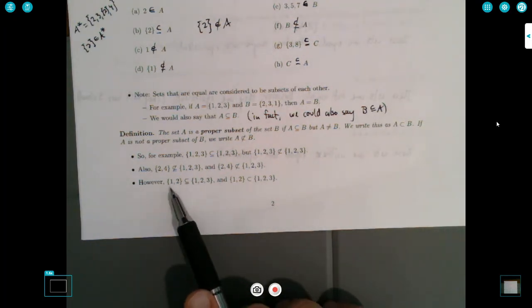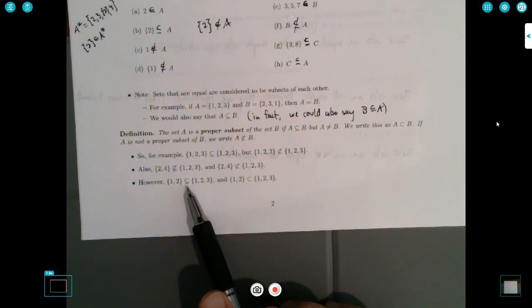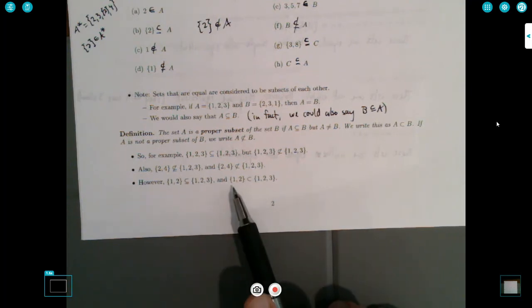On the other hand, we could say the set 1, 2 is a subset of 1, 2, 3. We can also say 1, 2 is a proper subset of 1, 2, 3. Those would both be correct statements. Okay.